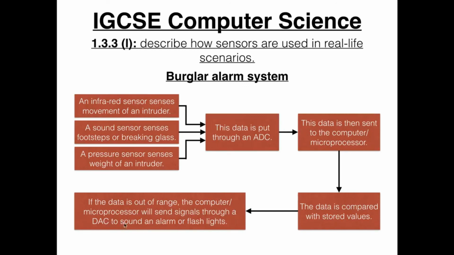Well, yeah, it's probably necessary to sound an alarm or flash lights, or both. So that's pretty much how we have to structure our answers for a question that they give us in an exam. I think that you get 1 mark for stating ADC or DAC. You get 1 mark for including the sensors, the microprocessor. So that's 3 marks. Comparing is another mark.